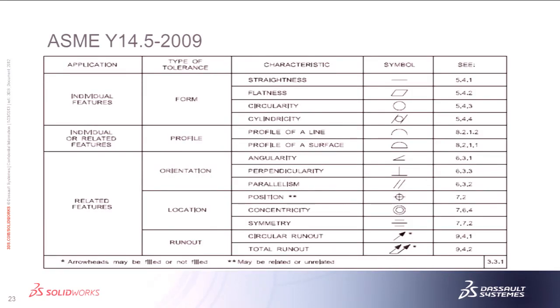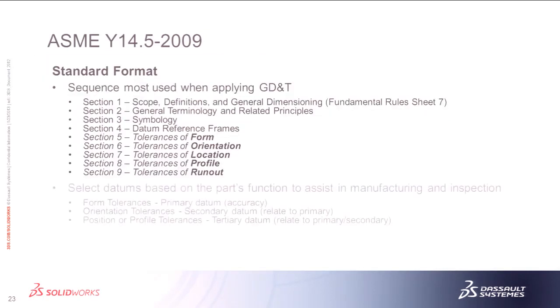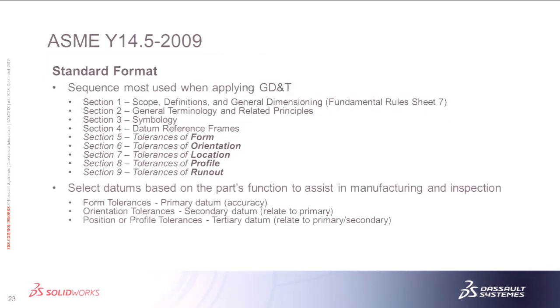And that's just your typical chart of all the GD&T symbols. So select datums based on the part's function to assist in manufacturing and inspection. Basically, when you're selecting your datums, functional dimension is going to come first. So what's the function of the part? Then, like I said earlier, take into account how you're going to inspect the part and how it's going to be manufactured when you're putting those dimensions on there. You might save a lot of time and a lot of money by doing that.